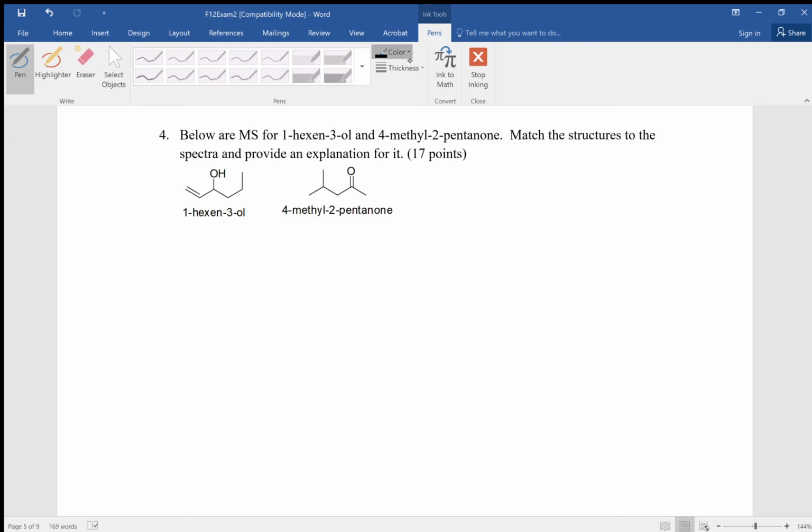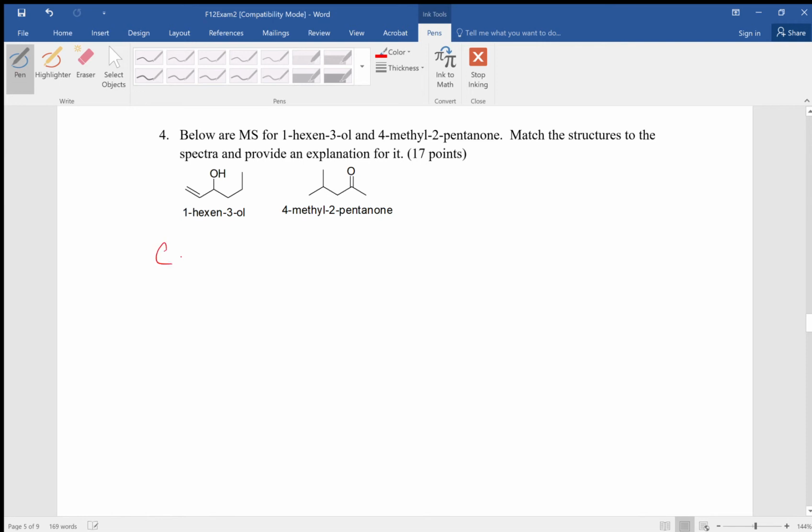So here in question 4, we're given two molecules and we have IR spectra for each on the next page. The problem is the IR spectra are not labeled, and so we need to come up with a way to determine which one is which. So the easiest way to start in these questions is let's figure out the molecular weight of both of these structures. In order to do that, we're going to need the chemical formulas.